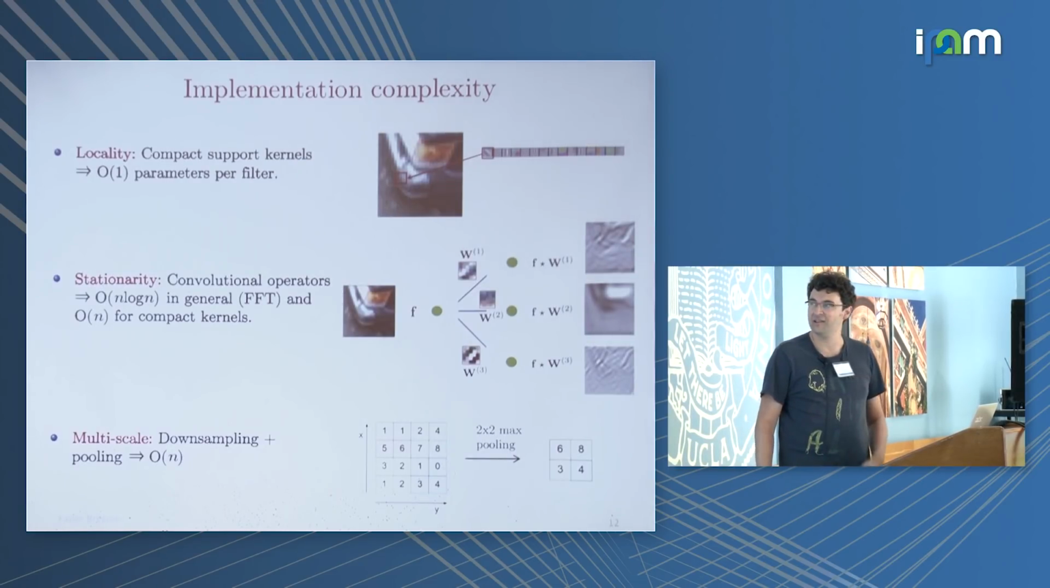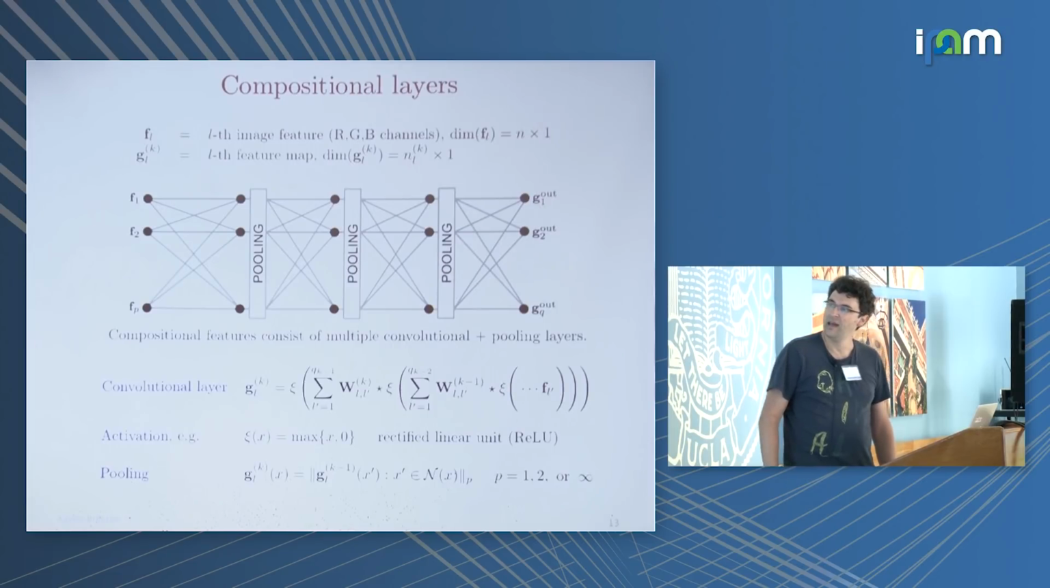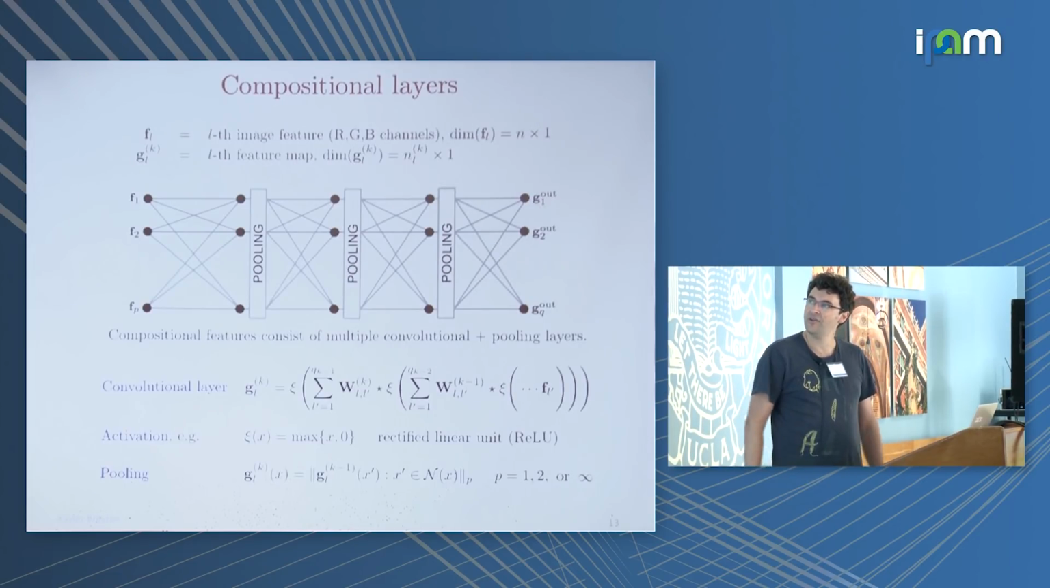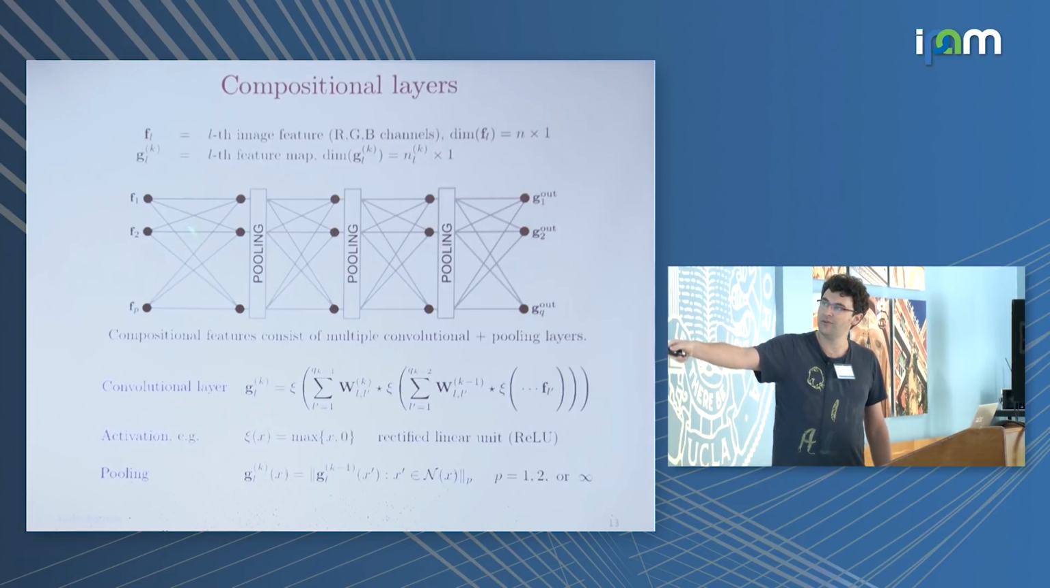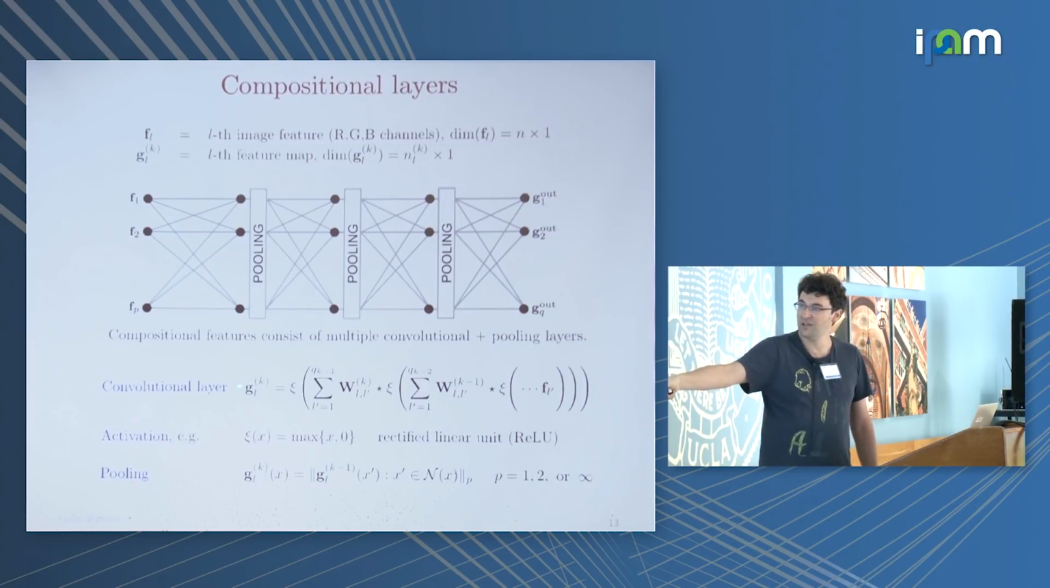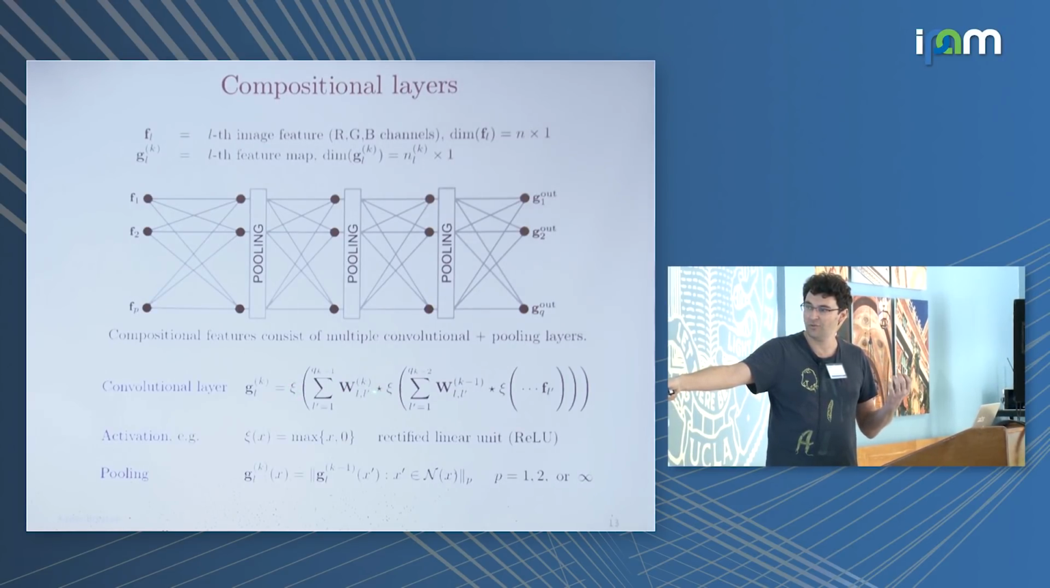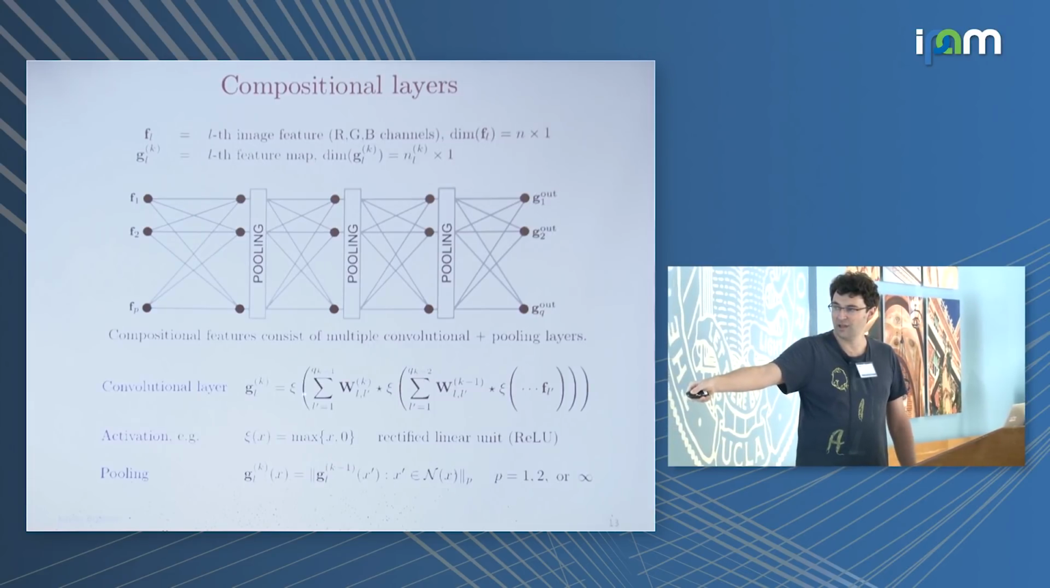Okay, so everything is linear, and this is the complexity. And then, okay, we can concatenate compositional layers. So these are our input features, like RGB for images, and this is our output features. And basically, it's just a series of pointwise nonlinear activation with some linear operator. So here, it's a convolution, and you can take ReLU.